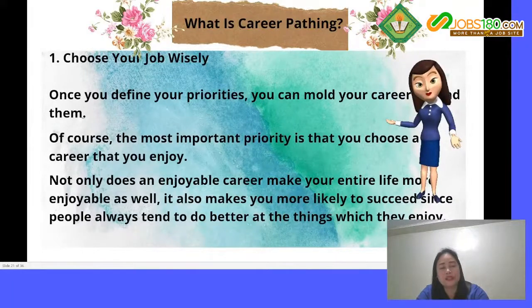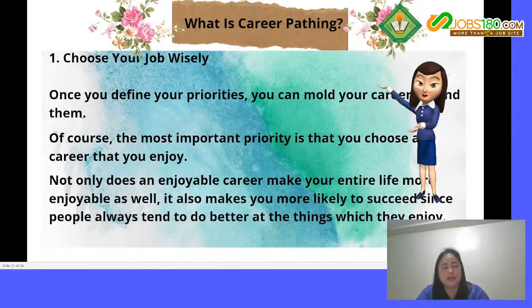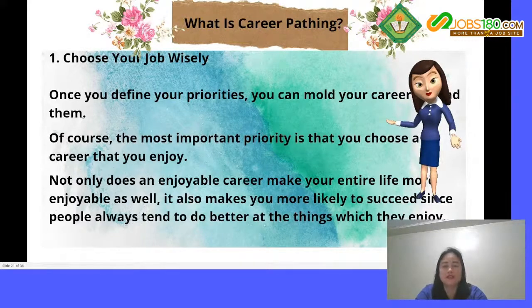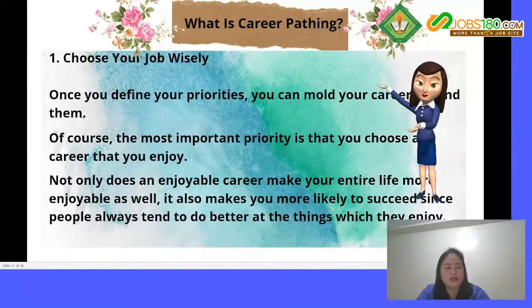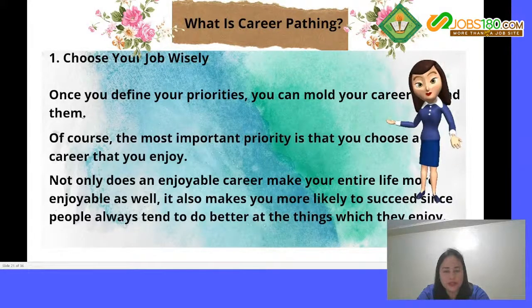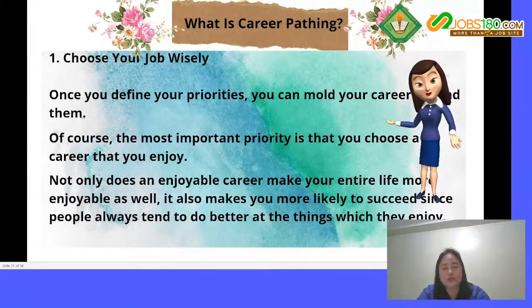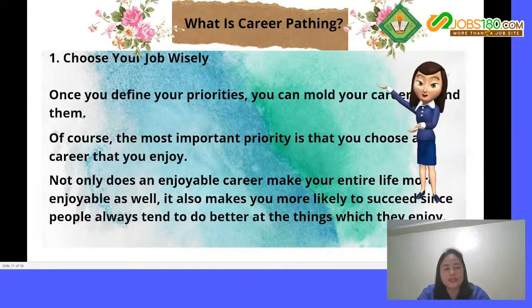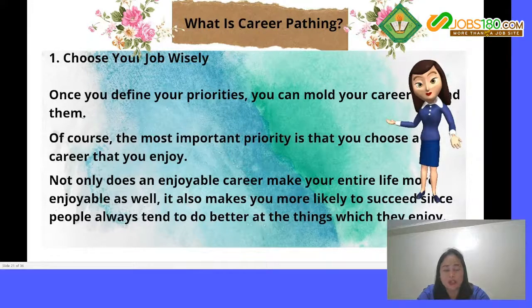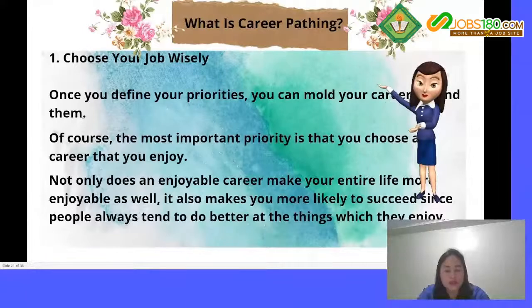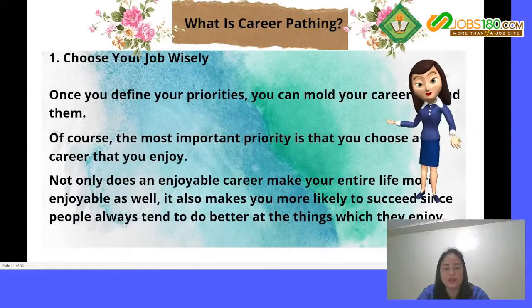Once you define your priorities, you can mold your career around them. Okay, kung na-define mo na kung anong priorities mo, you need to start to mold your career. Okay, of course, the most important priority is that you choose a career that you enjoy. Okay, masaya ka. Kumbaga, gusto mo yun. Gusto mo ang ginagawa mo. Okay, not only does an enjoyable career make your entire life more enjoyable as well, it also makes you more likely to succeed, since people always tend to do better at the things which they enjoy.